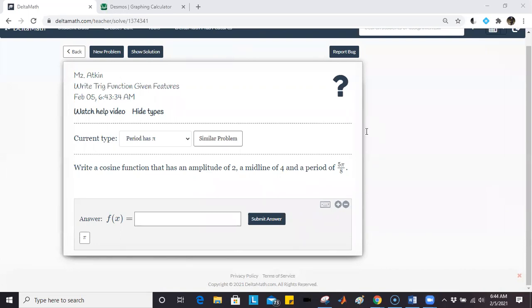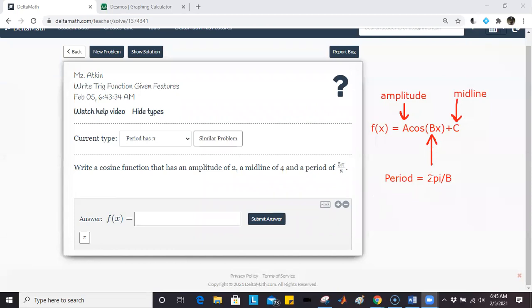So what was the general function that we used? We said f of x, right, again, it should be f of theta, equals A for our amplitude. In this case, we're going to be doing cosine of Bx, where the B is going to help us out with the period, and C is going to be our midline. A for amplitude, B for period, and C for midline.